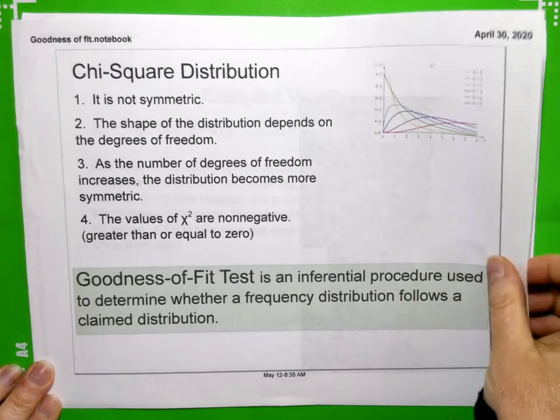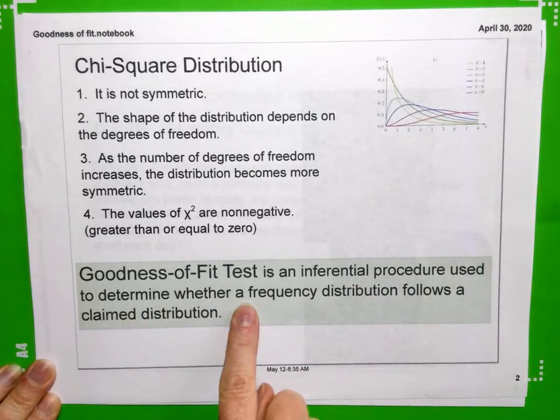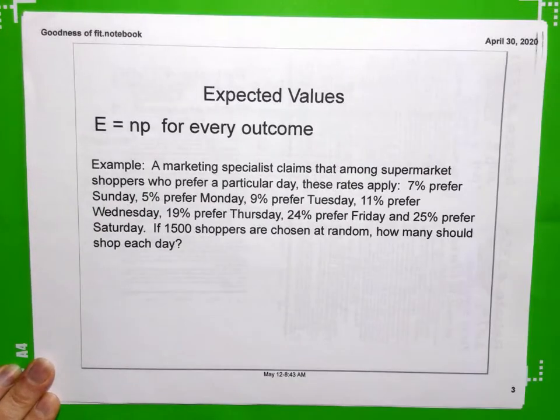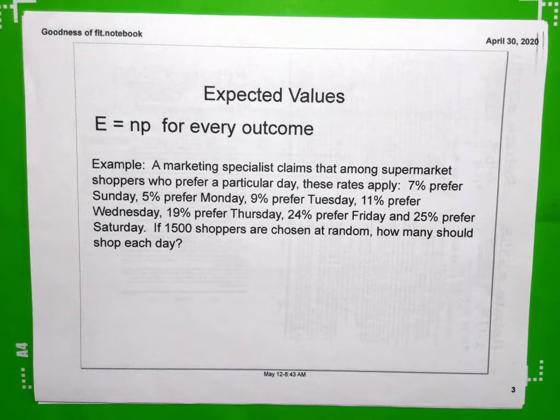Just a real quick review on chi-squared. Again, we're checking to see if a distribution matches. The first thing we have to figure out is that there are 2 terms we're going to work with: one is expected and the other is observed, and we'll talk about the formula as we go. First of all, expected value is n times p for every outcome, the number in the sample times the probability of that thing happening.